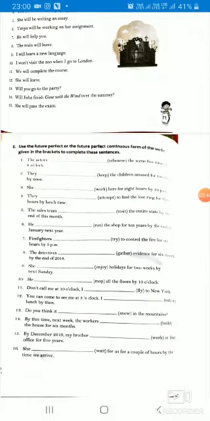So the structure of simple present tense: subject plus V5 plus object. Example, I eat a mango. But if the subject is she, meaning third person singular number, then we use V5, meaning she eats a mango. I think you are clear.